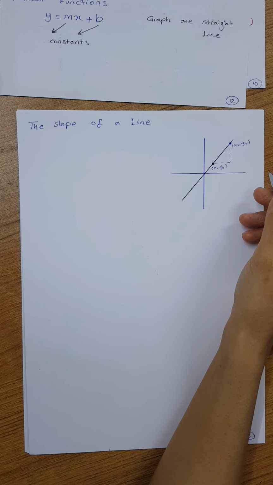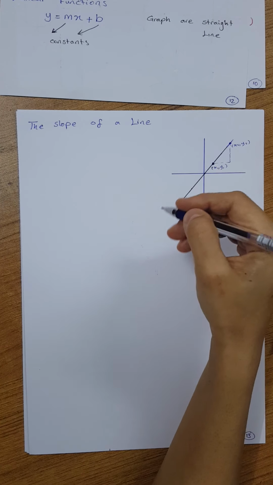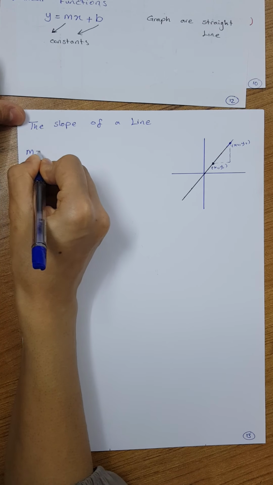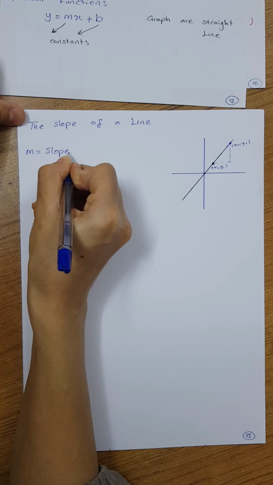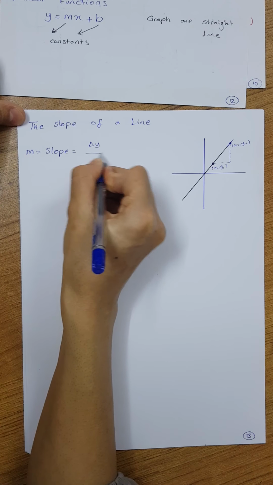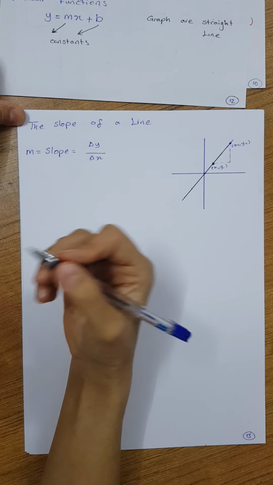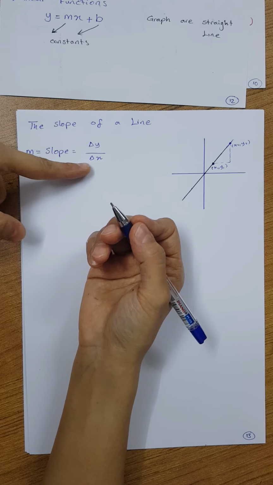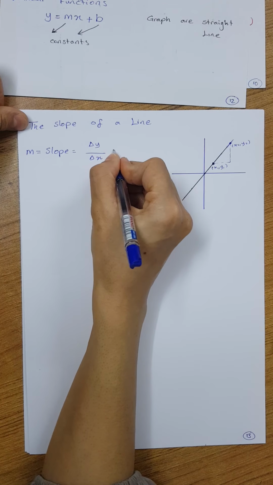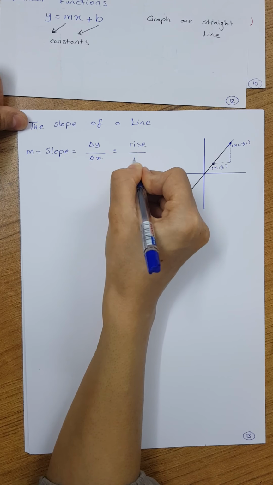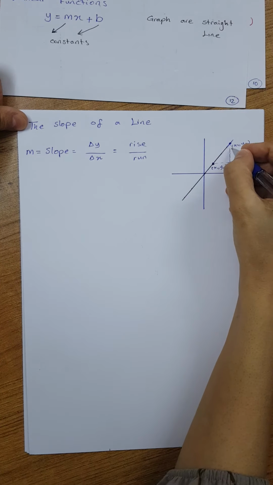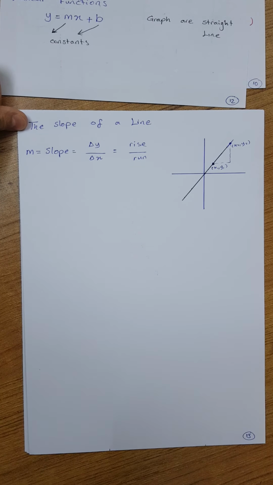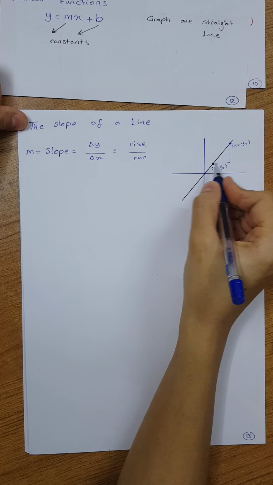How do we calculate the slope of that line, whether it is rising or falling, positive or negative? We represent slope as m, that's equal to delta y over delta x. What is delta? That means change in y, how many units it is changing in y, over the change in x. Or we can say that's equal to rise over run. The rise is the y-axis part, and the run is this part, the distance between those 2 points.